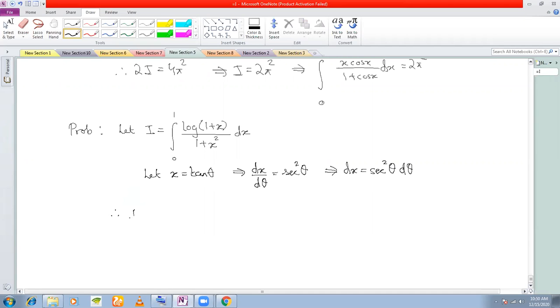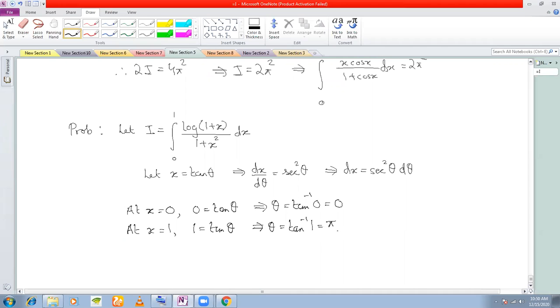Therefore, now the limits will also change because I'm changing the variable from x to theta. At x is equal to 0, you have 0 is equal to tan theta. That means theta is equal to tan inverse 0, that means 0. At x is equal to 1, 1 is equal to tan theta. That means theta is equal to tan inverse 1, which is pi by 4.